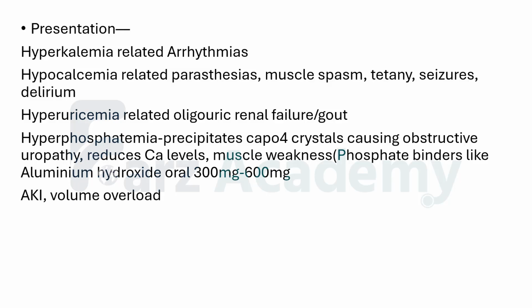Again, if AKI is worsened and output drops, the elevated potassium, calcium and magnesium will not go out of the body. So the main problem here is that because of uric acid and because of phosphate, crystals are formed which block the tubules, and that causes AKI.